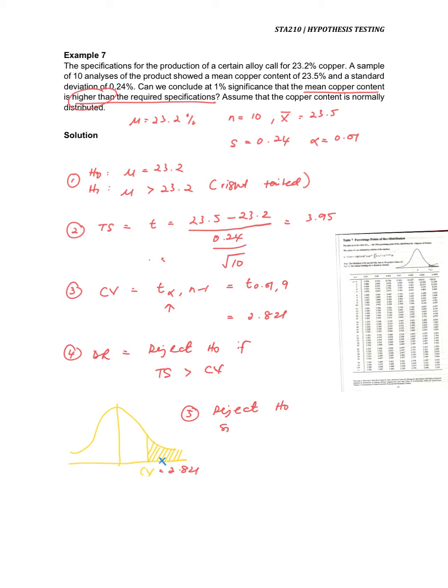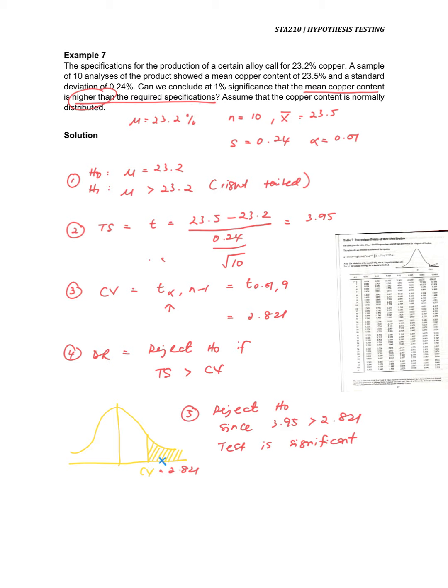Reject H naught since 3.95, the test statistic, is greater than 2.821. Test statistic greater than the critical value. So what can we say? Test is significant, so we can conclude. Okay, tengok balik kat soalan. Dia tanya, can we conclude at 1% significant the mean copper content is higher than required specification? Yes, so we can conclude that the mean copper content is higher than required specification.